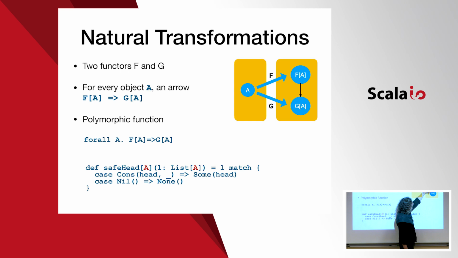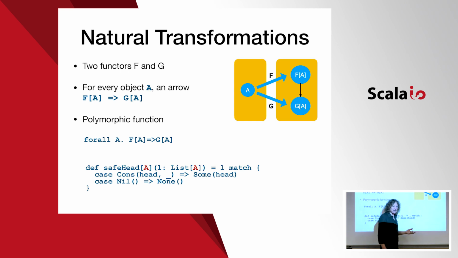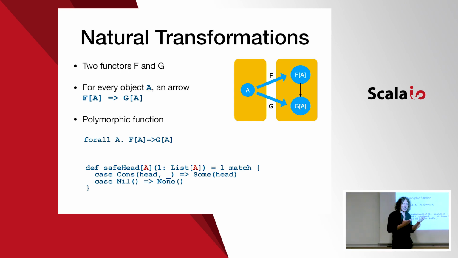For every FA to GA, you pick one arrow. So you pick a function that depends on A, right? You keep changing A, you get different functions. So it's a polymorphic function, whose argument is functorial and whose result is functorial. So here's an example of something like this. You take a list and you produce an option, right? None, some. Okay, yeah. It returns an option.